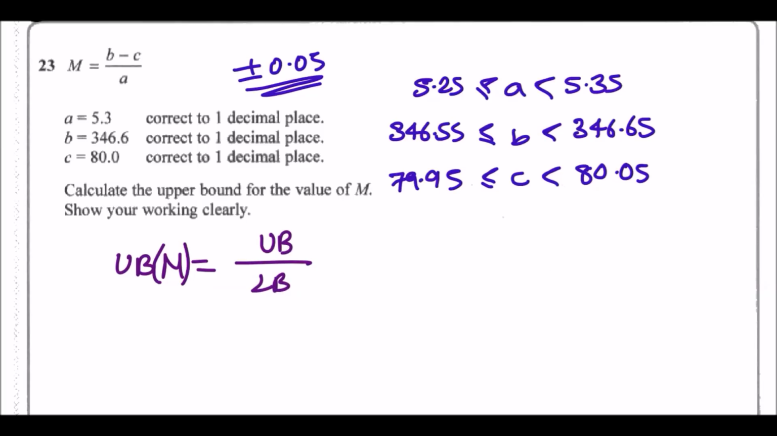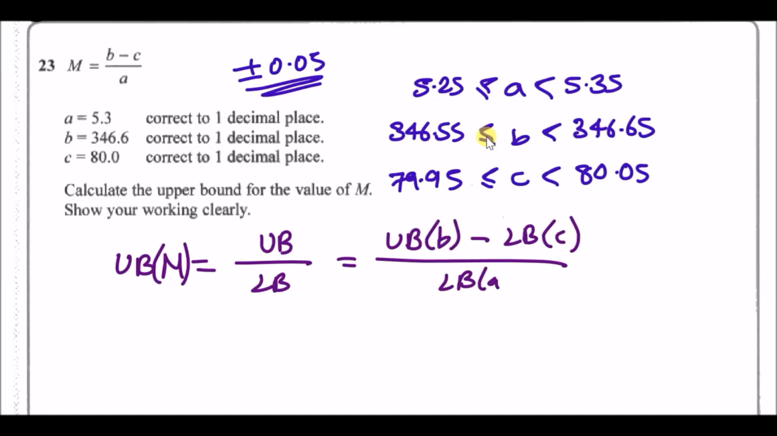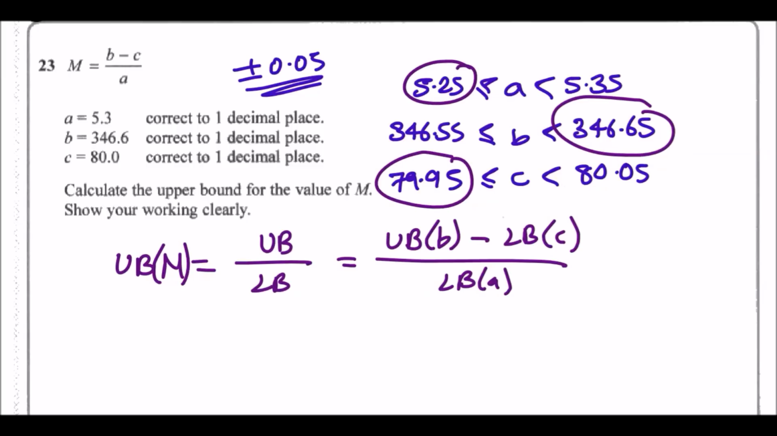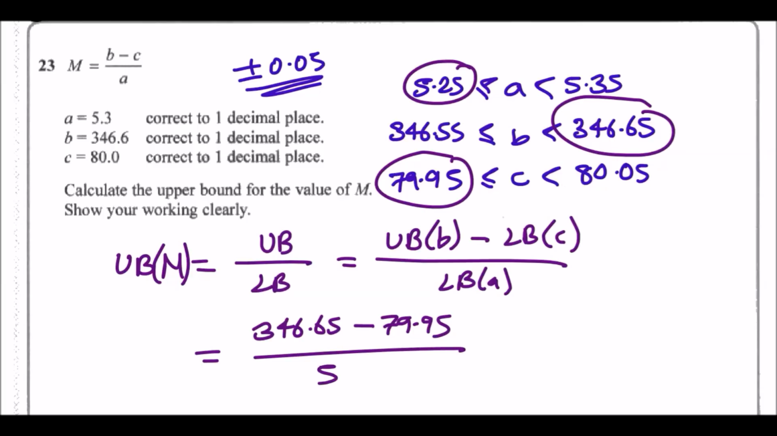So in this case, to get the upper bound of b minus c, just like division, you want to find the greatest width. To get the greatest width, you need the upper bound of b minus the lower bound of c, all over the lower bound of a. And that's it. Picking the correct values, the upper bound of b is this one, the lower bound of c is here, and the lower bound of a is here. And you just smash this in the calculator. So you're going to have 346.65 minus 79.95 over 5.25.